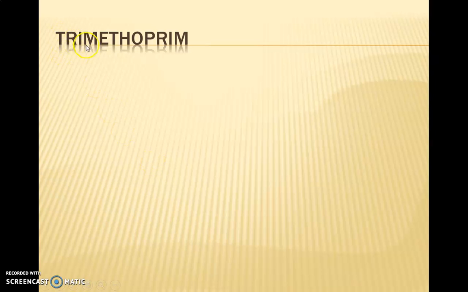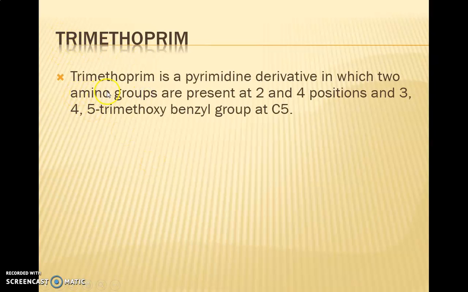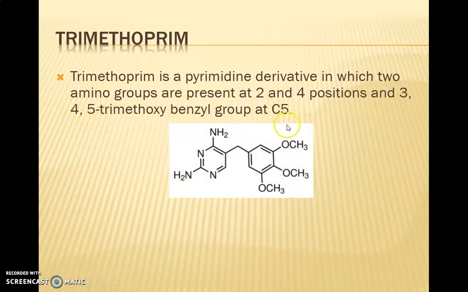Next part, that is trimethoprim. Trimethoprim is a pyrimidine derivative in which the amino groups are present at the 2,4 positions, and a 3,4,5-trimethoxybenzyl group at the C5 position. So pyrimidine is the basic nucleus present in the given structure of trimethoprim. Prim stands for pyrimidine, and on this there are 2 amino groups at the 2,4 positions and 3,4,5-trimethoxy on the benzyl group.